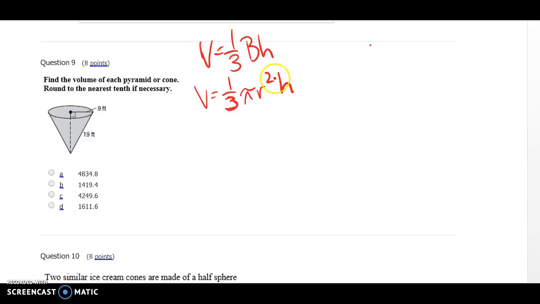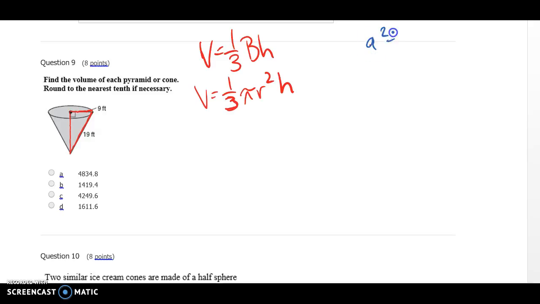Pi is just a number. We need the height, right? We don't have the height. But again, this is just a regular right cone. So we have a right triangle right here. And we know we can use our good buddy Pythagorean theorem, right, to solve for that height, and then we'll just be good to go.